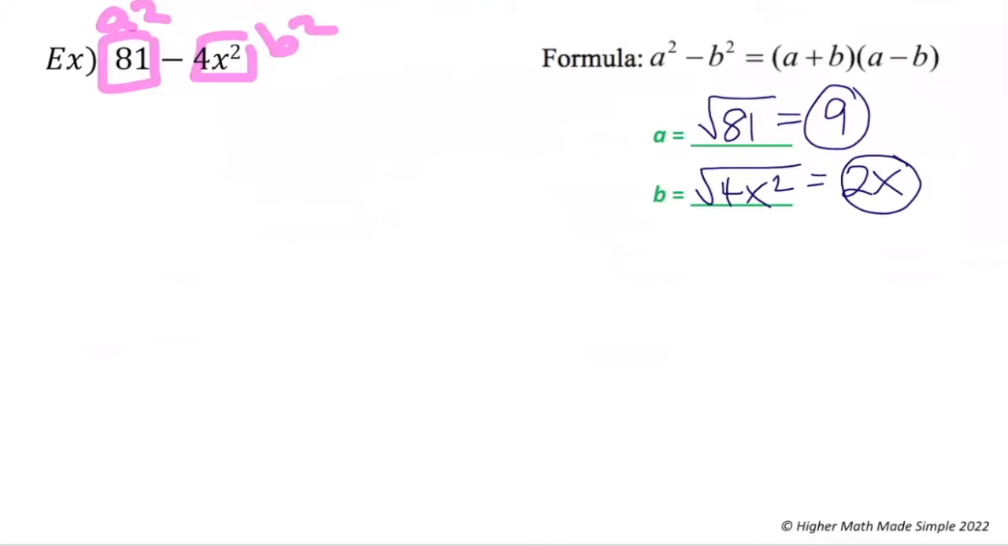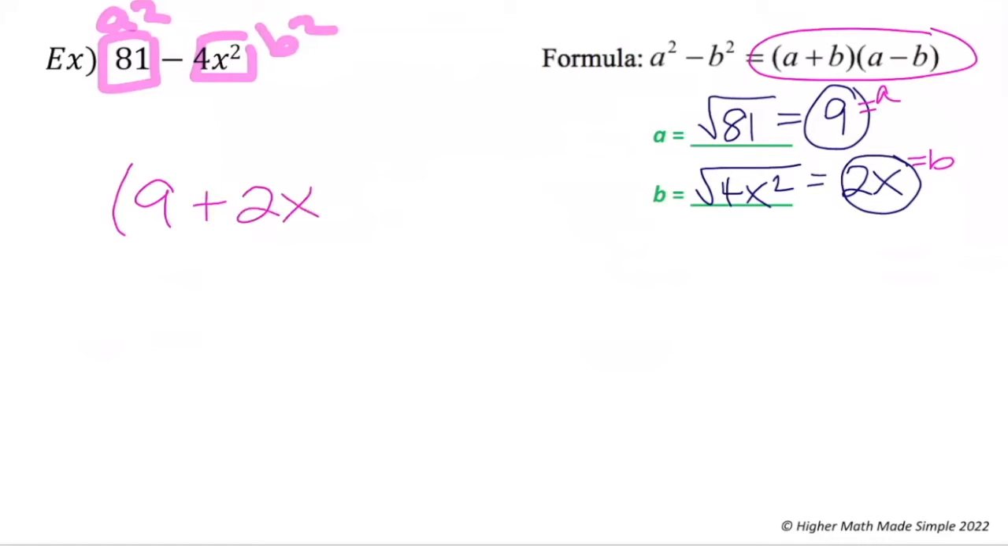Okay, so once you have your a and b, now we can just plug it into this formula. So this is a and this is b. It would look like 9 plus 2x times 9 minus 2x. And again, it doesn't matter if you did the subtraction one first or the addition one second. Doesn't matter the order.